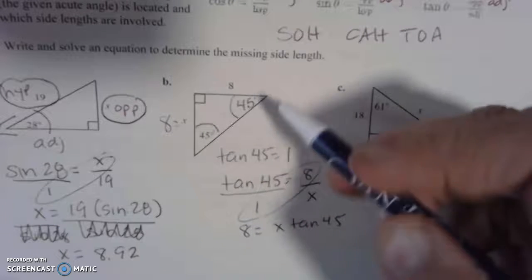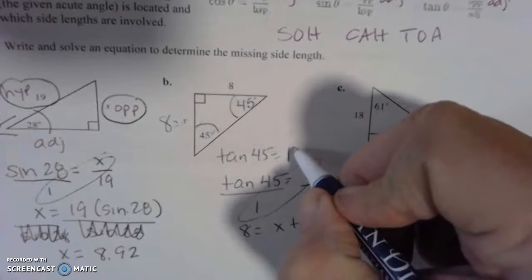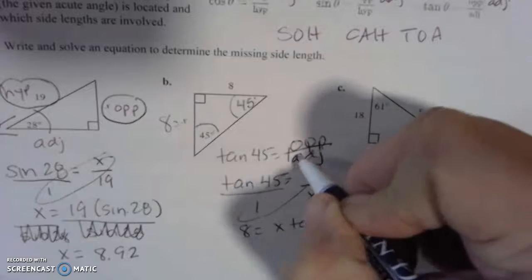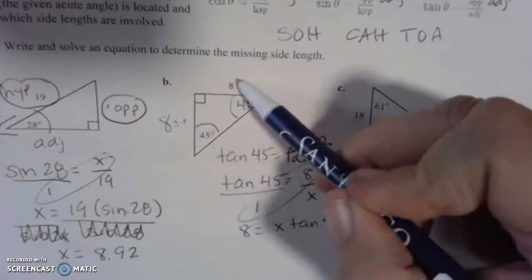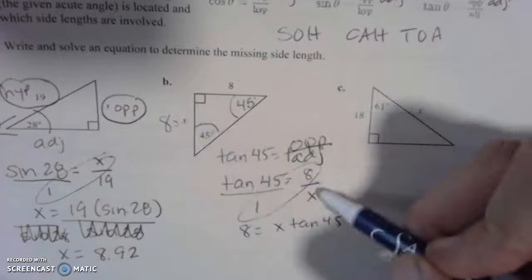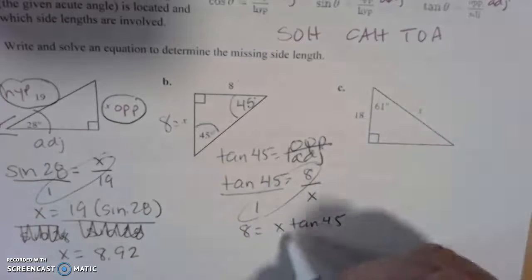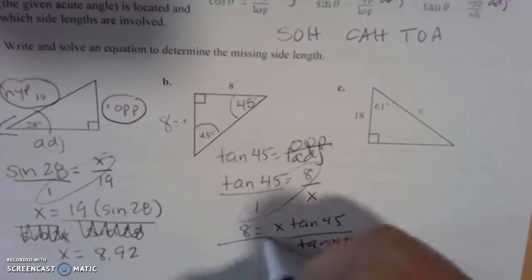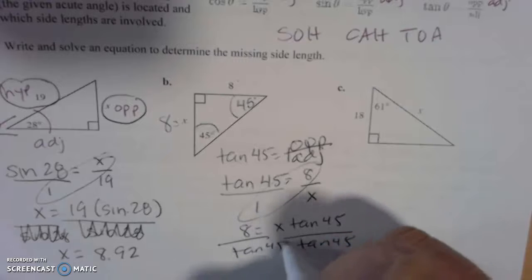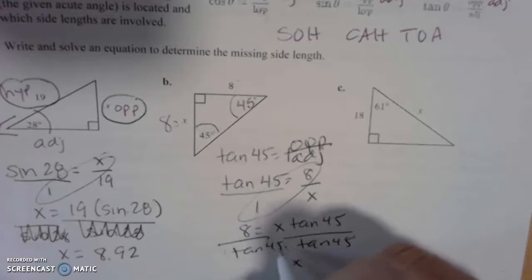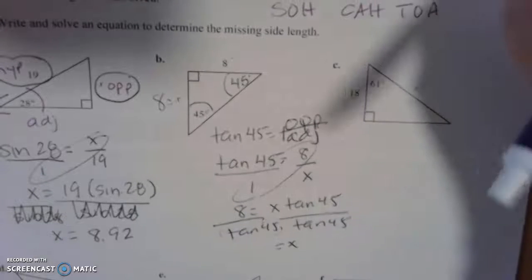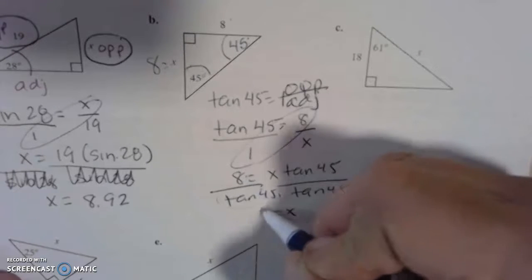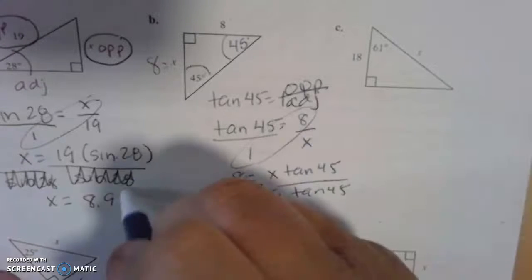Tangent of 45 is going to be opposite over adjacent. So here's opposite, and then my adjacent is x. Set up my ratios. Now I have 8 equals x times tangent of 45. We're going to divide both sides by tangent of 45. And then x equals, remember I said tangent of 45 is equal to 1? You don't have to remember that because guess what? Just type this into your Desmos scientific calculator and you're going to get x equals 8.